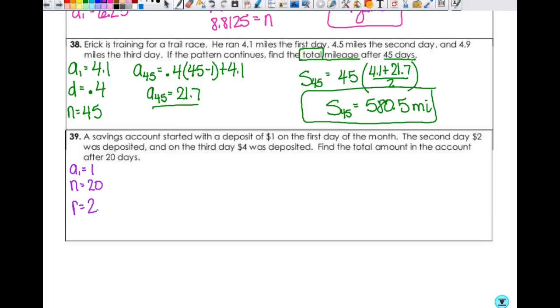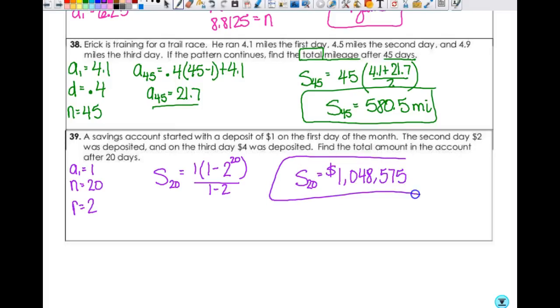So for a geometric series, that's all I have to know. So the sum of those 20 days is going to be equal to A1, which is 1, times 1 minus 2 to the 20th power over 1 minus 2. That means after 20 days, if she's able to pull this off, she will have $1,048,575.